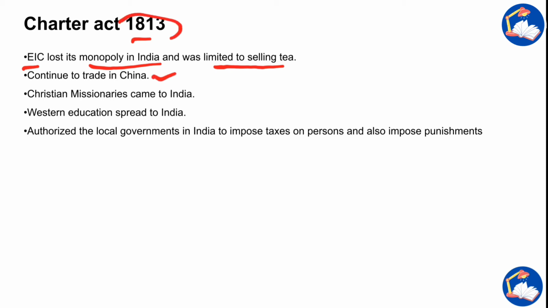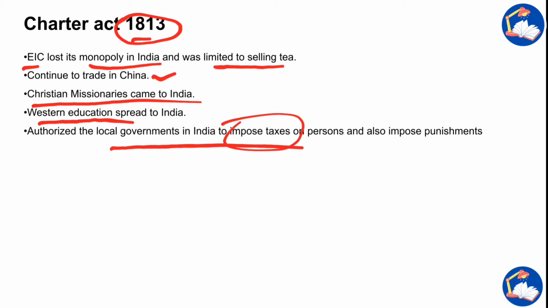Now in 1830 we can see the arrival of Christian missionaries to India, and Western education also spread to India. It authorized the local governments in India to impose taxes on persons and also impose punishments.